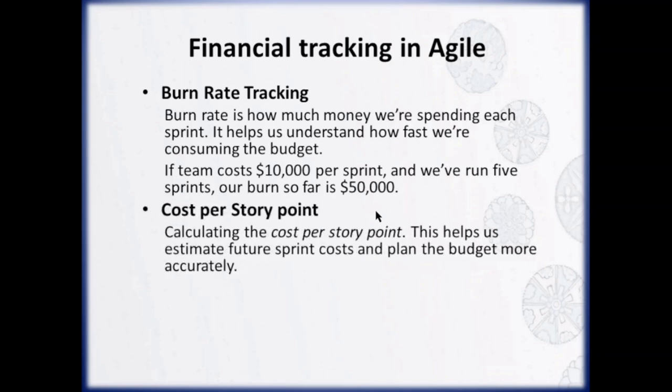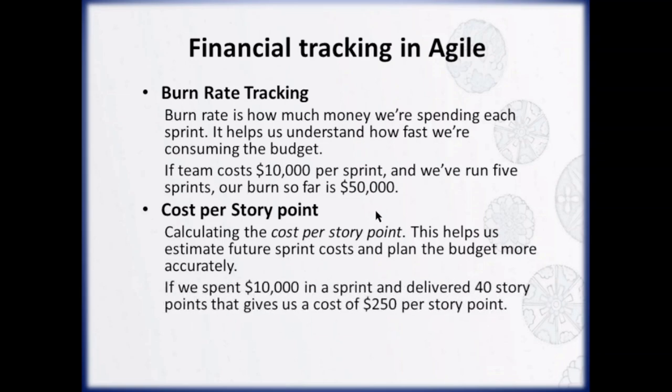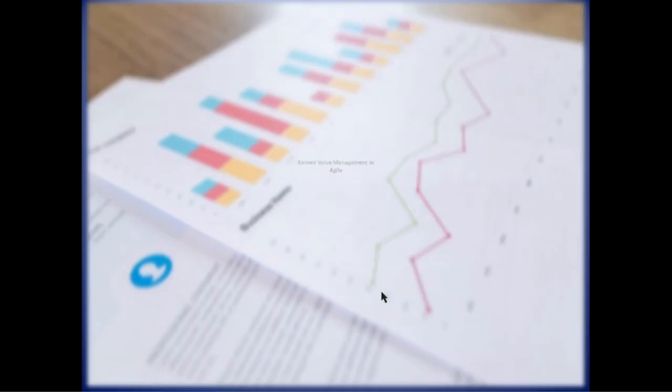Another method is calculating the cost per story point. Say we spent $10,000 in a sprint and delivered 40 story points. That gives us a cost of $250 per story point. So this helps us estimate future sprint costs and plan the budget more accurately.